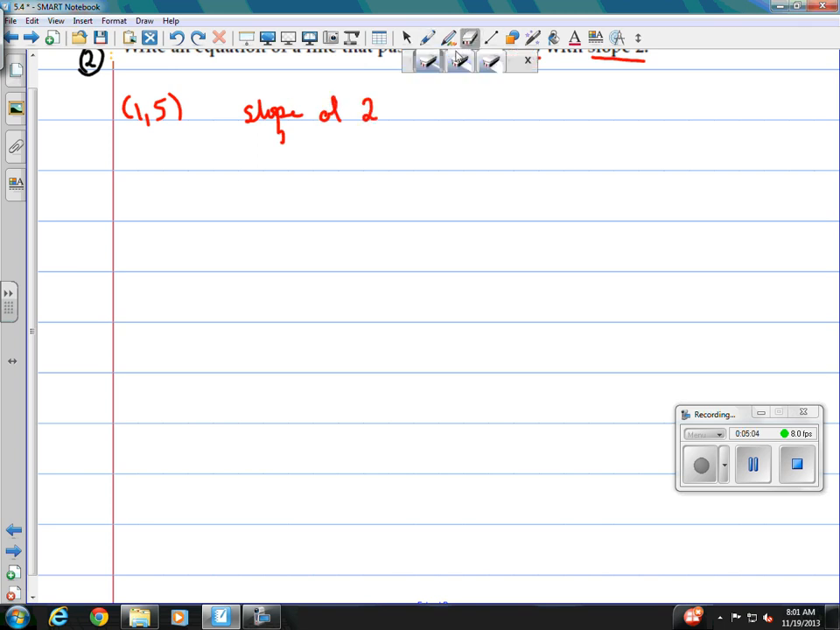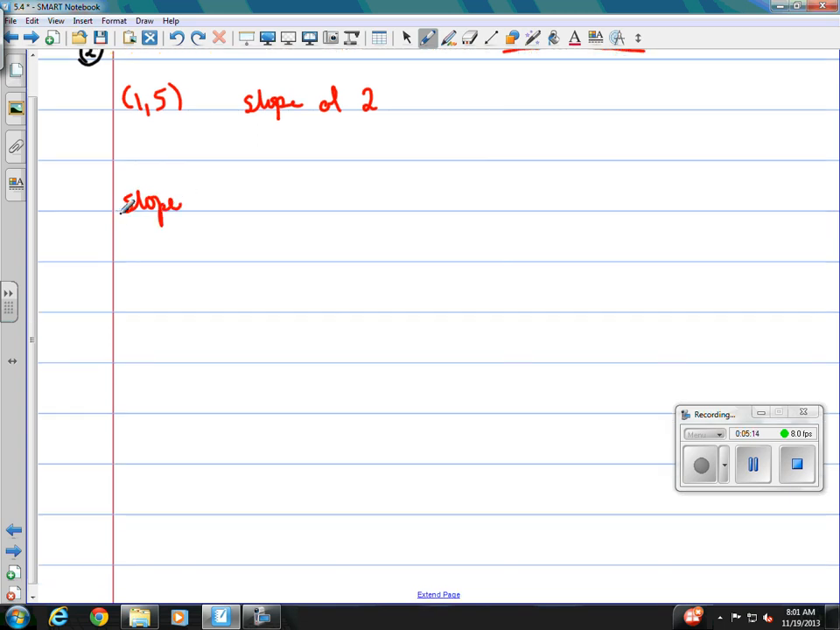Now, the very first thing we always want to find is our slope. So at this point, you have to ask yourself, is this one of those problems where slope is given to you, or do you have to find slope? Well, it says slope of 2, so that means it's given to us. So we just say slope is the variable m, and m equals 2. Second thing we need to find is our y-intercept.